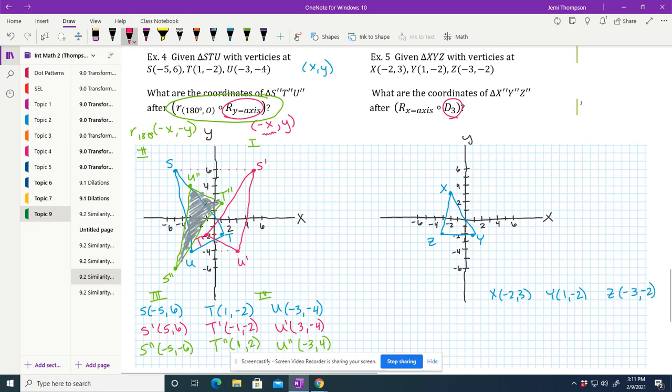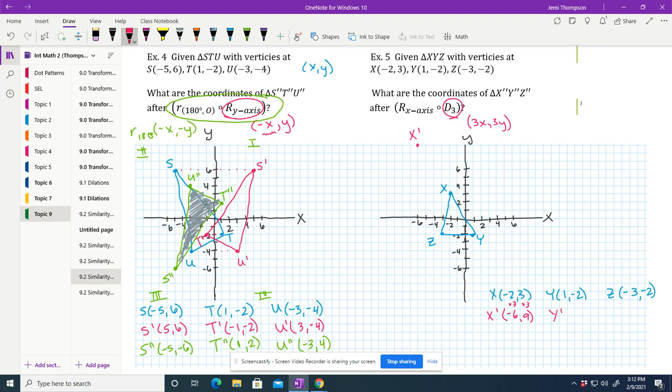When I do a dilation of 3, I'm basically going to multiply all the x values by 3 and all the y values by 3 for each coordinate. So instead of negative 2, I multiply by 3, and I get negative 6. And then 3 times 3 is going to give me 9. So I have a new point, negative 6, 9. 6, 7, 8, 9. Oh, barely fits. Awesome.